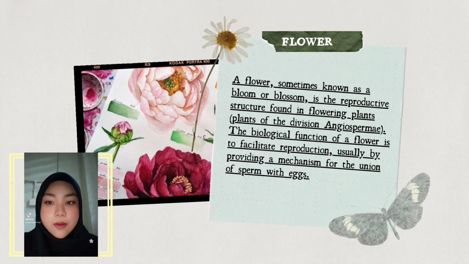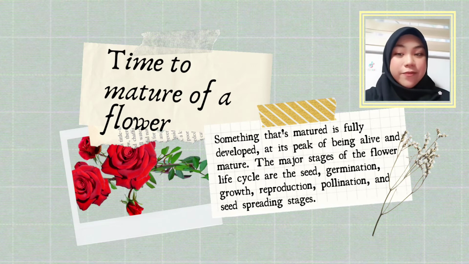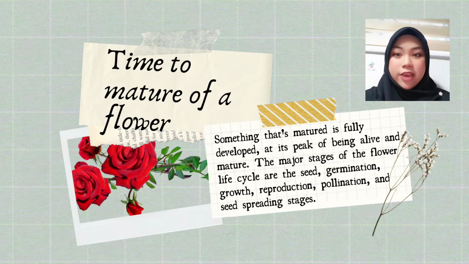A flower, sometimes known as a bloom or blossom, is the reproductive structure found in flowering plants. The biological function of a flower is to facilitate reproduction, usually by providing a mechanism for the union of sperm and egg. Something that is matured is fully developed and at the peak of being alive.